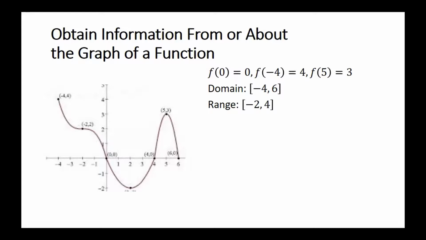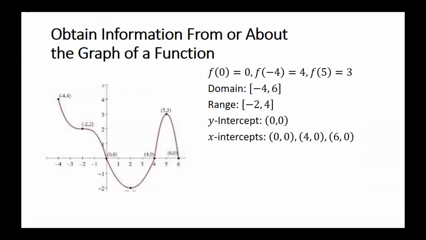Notice the lowest point on this graph at the bottom is when y is equal to -2, and the highest point is when y is equal to 4 in the upper left-hand corner. The y-intercept: it only crosses the y-axis at one point, and that is at the origin, so the y-intercept is at the point (0, 0). The x-intercepts: we see that it crosses the x-axis at 3 different points, at the origin (0, 0), at the point (4, 0), and at (6, 0).